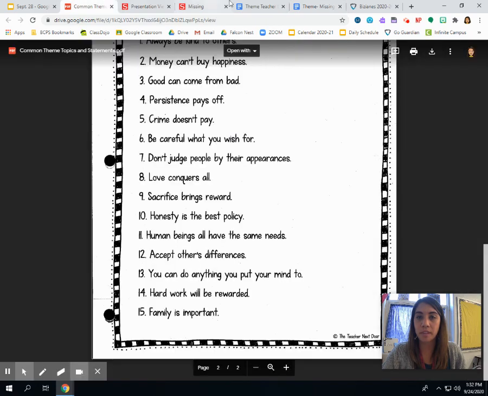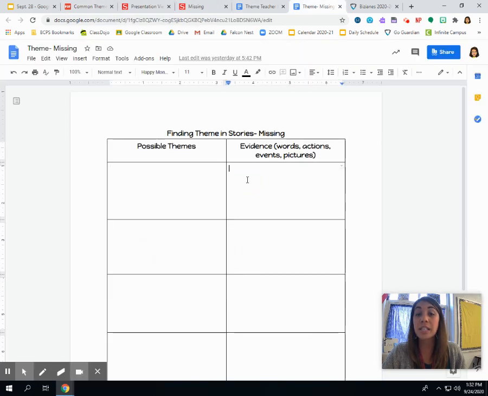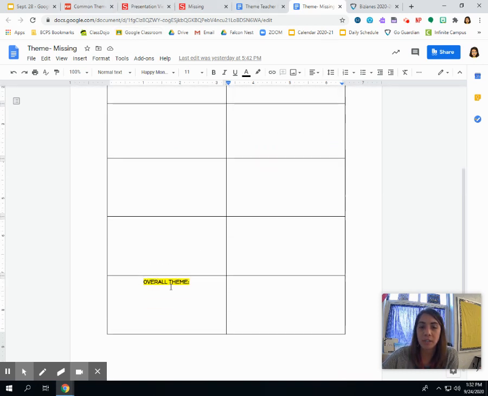Remember, you've got this common themes chart that could help you, and you need to type evidence. That could be quotes, words of the characters, actions, events, pictures, anything that the character is doing to try to solve the problem. Now, when you scroll down right here, it says overall theme. So we found 4 different themes already, and you might find 4 more, or you could find those same ones in different places. But at the end of a story, you need to try to figure out what the overall message was that the author was trying to teach the reader.